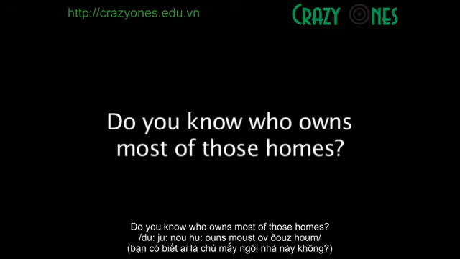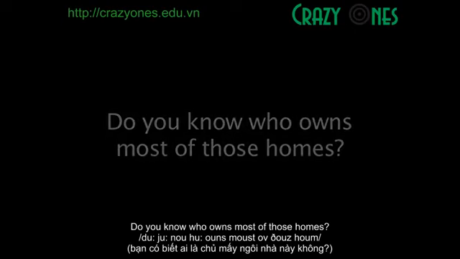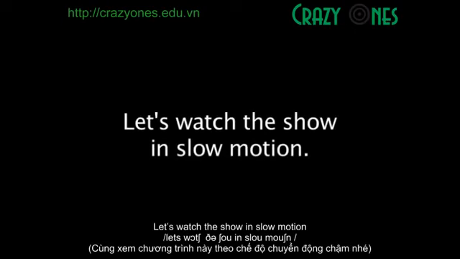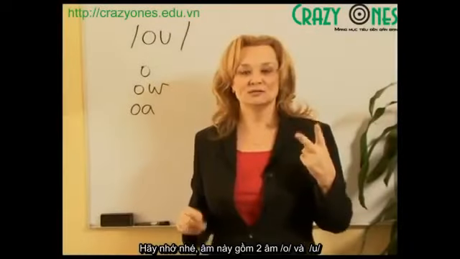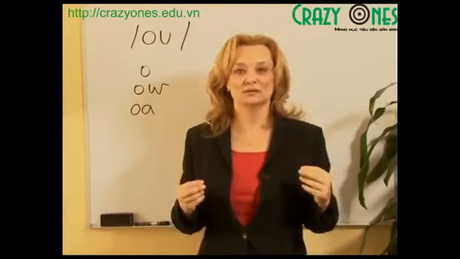Do you know who owns most of those homes? Let's watch the show in slow motion. He sold both of his boats. So remember, two sounds, o, u, o.